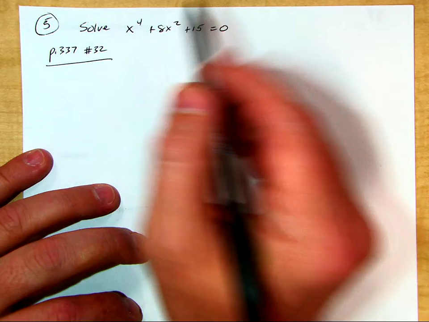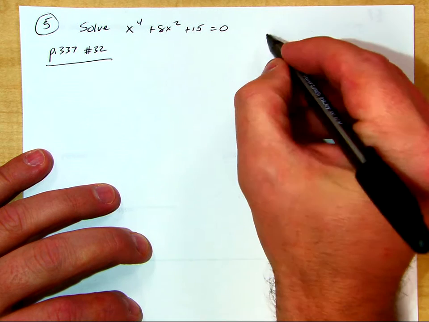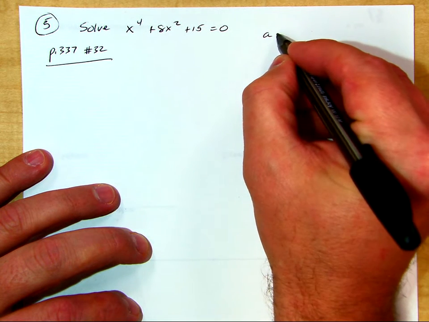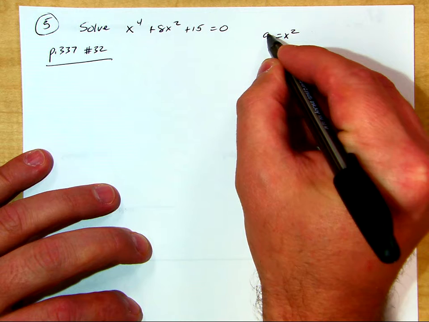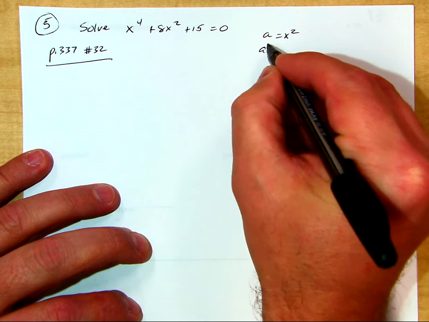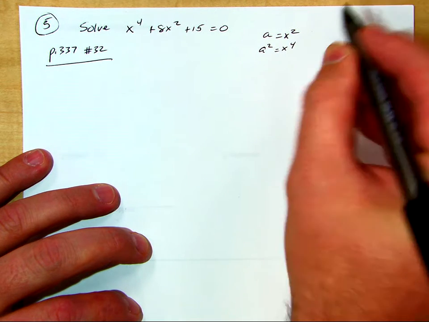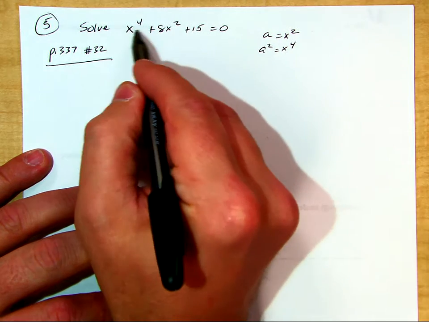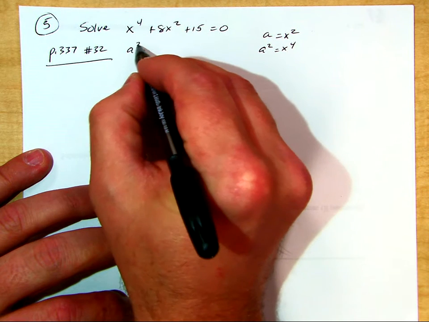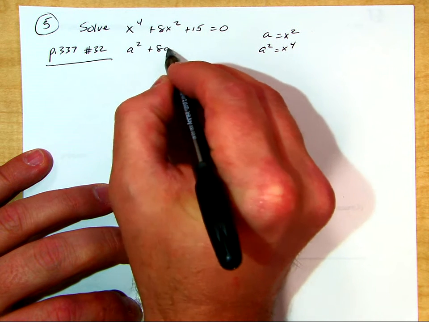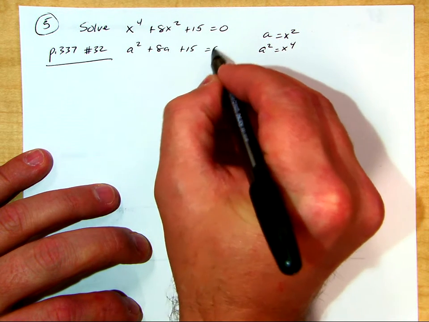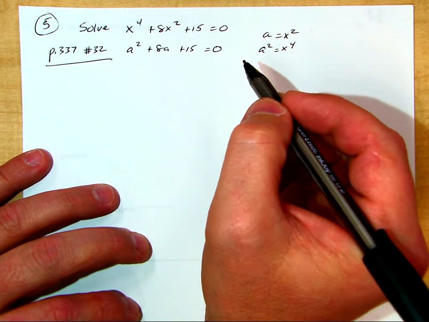using a quadratic pattern. We want to substitute a dummy variable, let's just call it a, that's going to be x squared, and if I square both sides, a squared becomes x to the fourth. So I'm going to substitute in here for x to the fourth and x squared. This is only done so this looks like and feels like something you guys have factored in the past.